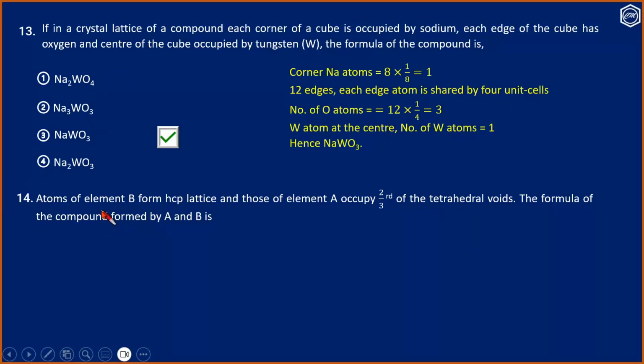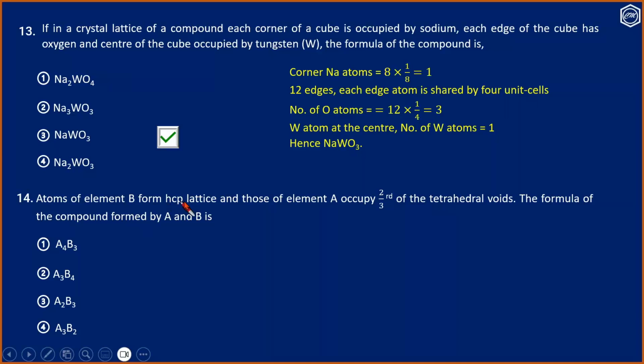Question 14. Atoms of element B form an HCP lattice and those of element A occupy 2/3 of the tetrahedral voids. The formula of the compound formed by A and B is A4B3, A3B4, A2B3 and A3B2.